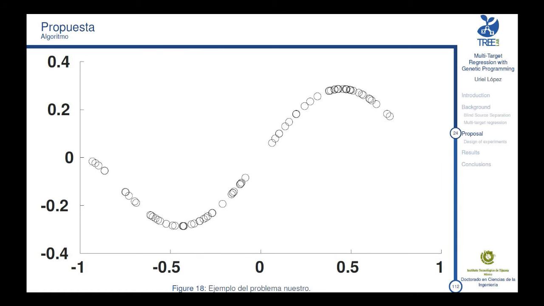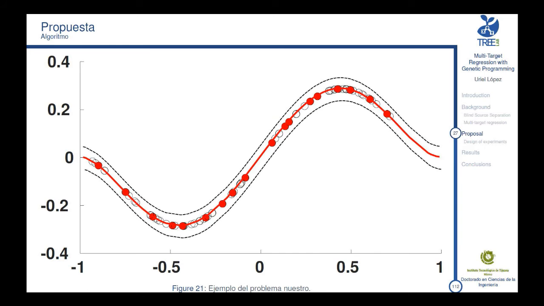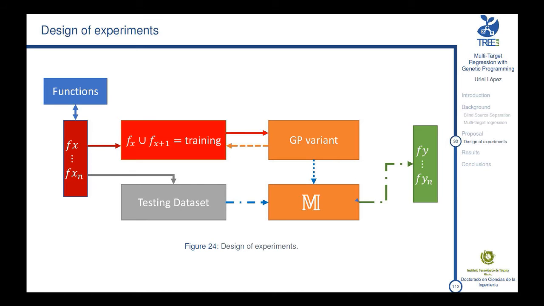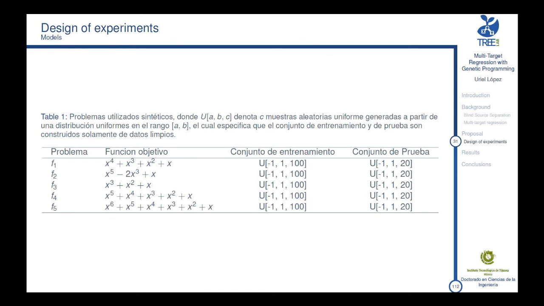And then we redo the sampling, we do the whole process, and continue until we have no points left to be fitted. When we get to this, we say that we found the solution. I don't know if I'm making myself clear. We gave it to our GP variant, and it's going to do all this process until it finds all the functions. Then we test them, and we get all the outputs that our models gave. These are the problems that we're using. They're all synthetic.